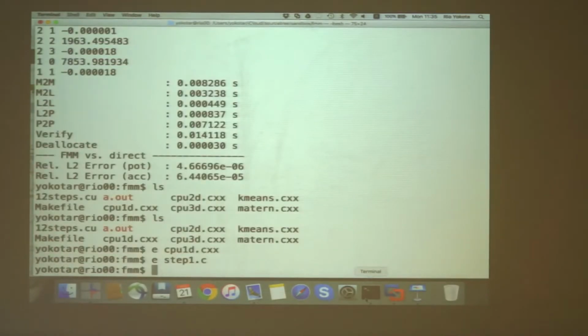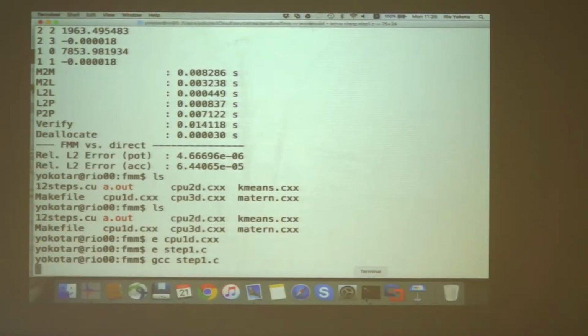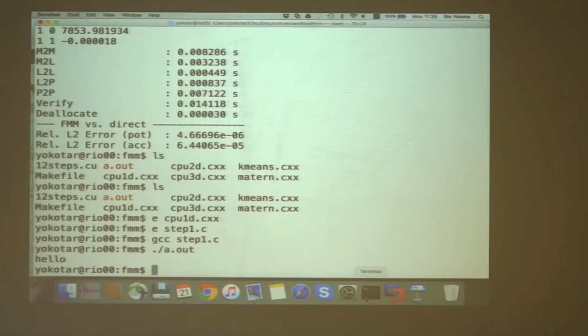Okay, so let's try to compile. The name of the program doesn't really matter; I just named it step1.c. Okay, it compiled. Now I'm going to run it, and it said hello. I'm sure everyone can do this one, so I won't go around to check this one.